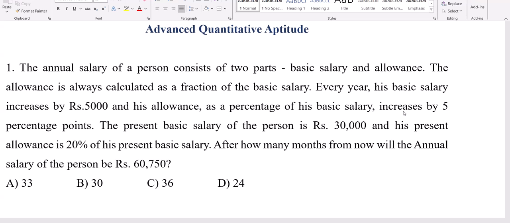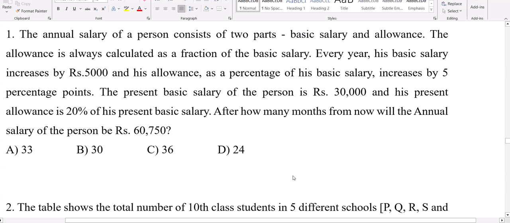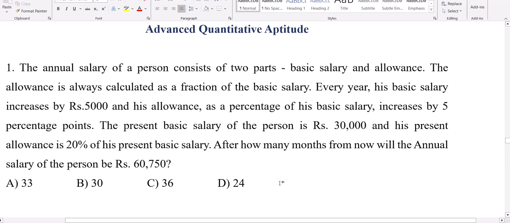That's important. So what is that 5 percentage points? For 50, 5% is 2.5. For 50, 10% is 5, 5% is 2.5. But they said 5 percentage points, which means for 20%, a 5 percentage points increase means we should say 25%. For 25%, a 5 percentage points increase means 30%. Directly you have to add that 5 percentage points. Percentage increase is different. Percentage points is what matters. So it's like direct addition. Okay, we want the total salary of the employee to be 60,750. After how many months is he going to get that salary? Is it 33 months or 30 months? If it is 2 years, the answer is 24 months. Minimum 2 years is the thing here.